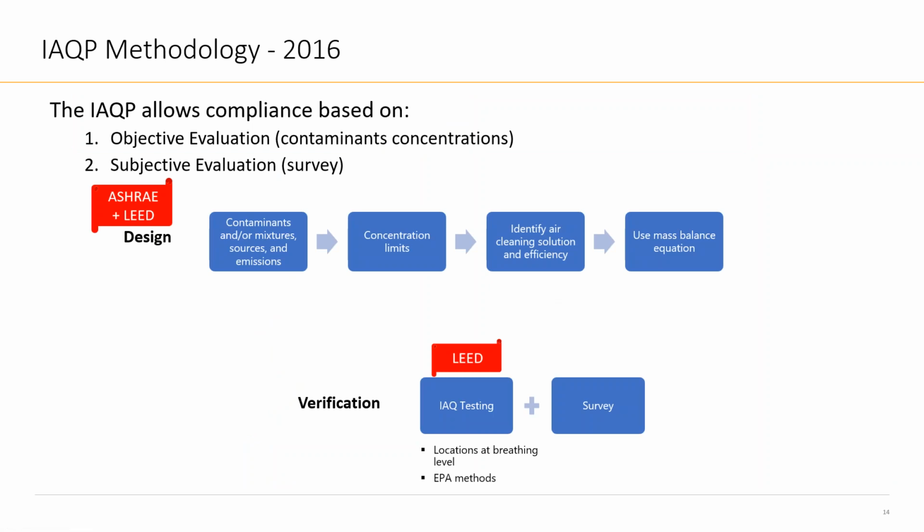Basically, you have contaminants of concern in your building, for example, carbon dioxide, some volatile organic compounds. You have to maintain them below a certain limit. You have to identify an air cleaning solution if you're using one, and then use a mass balance equation. So they were not defined, and a big push from the committee is to define those requirements and make them as prescriptive as possible.